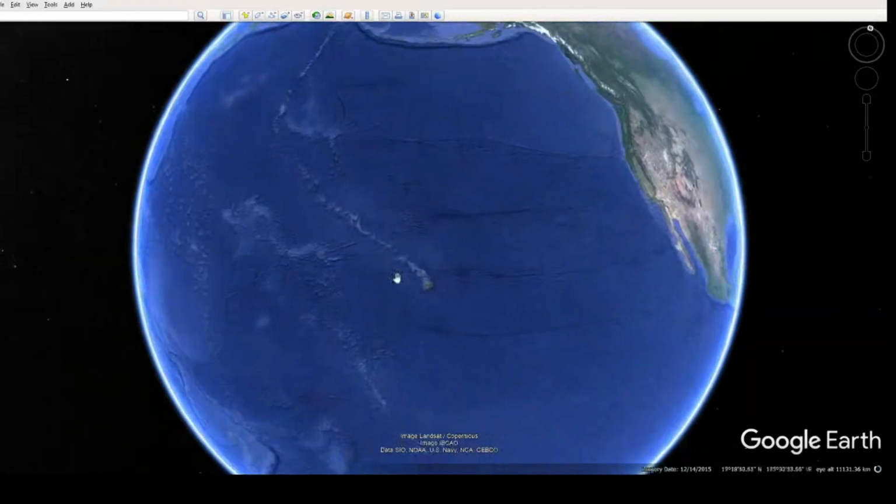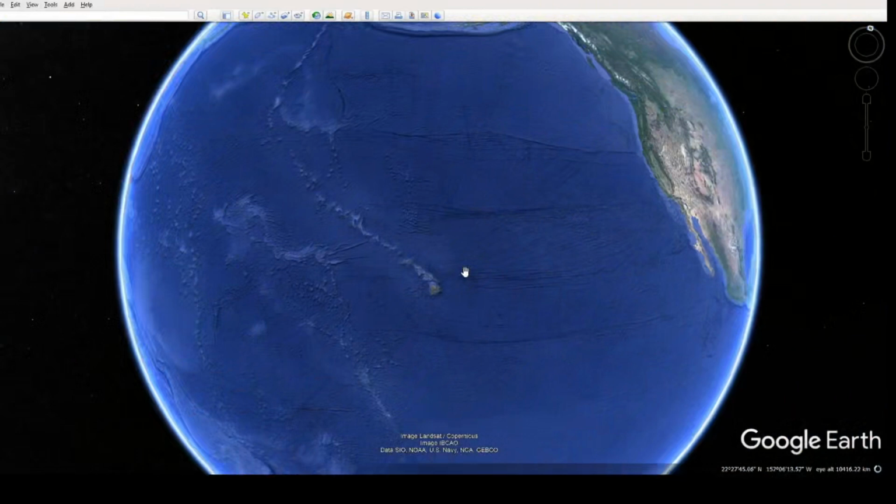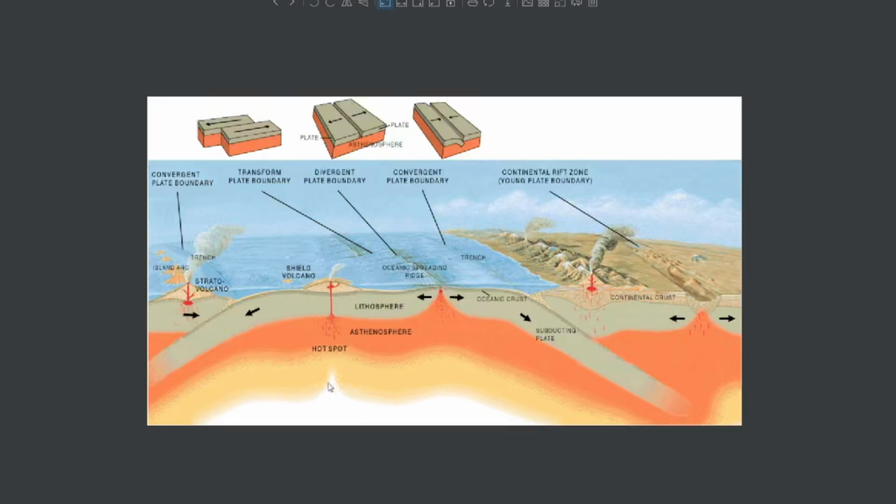So let's come back to Hawaii. I didn't finish talking about that. So Hawaii, there was a little puzzle. It's in the middle of the plate. So if we look at our image of the plates, the hotspot is a little area where the asthenosphere is coming closer to the surface, more hot material coming towards the surface.